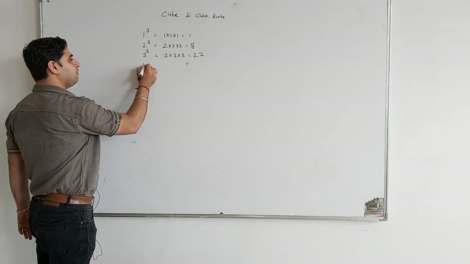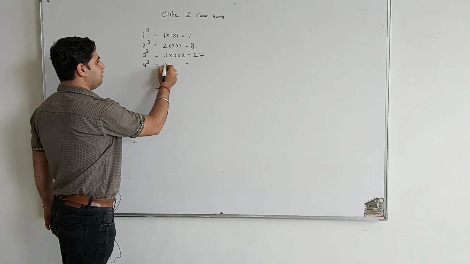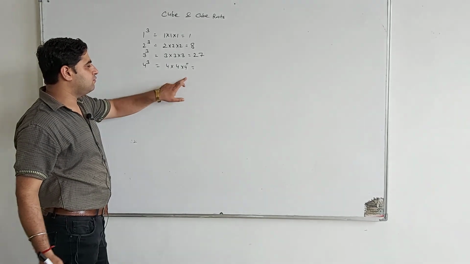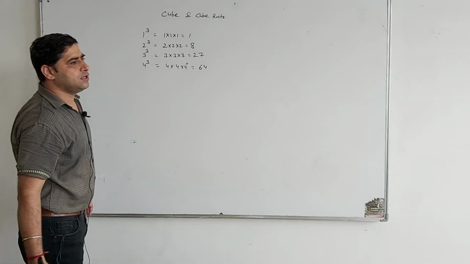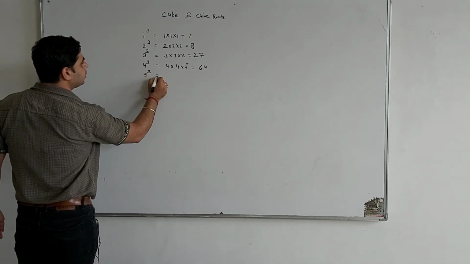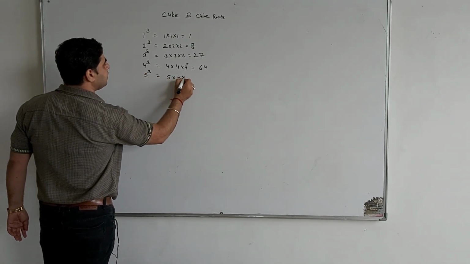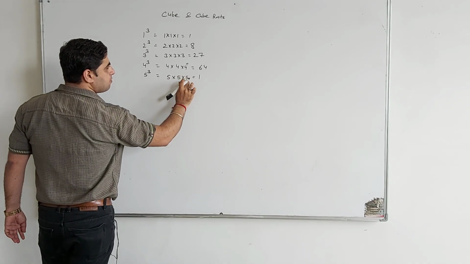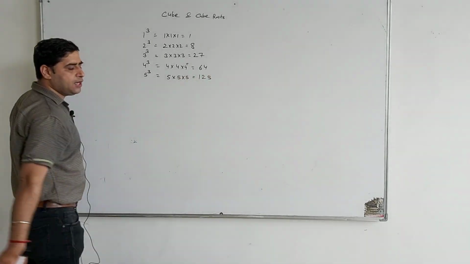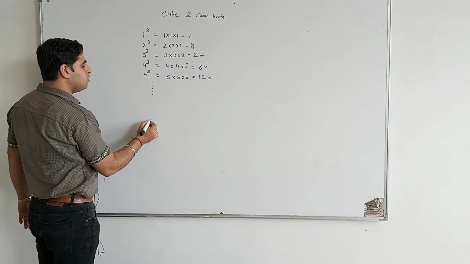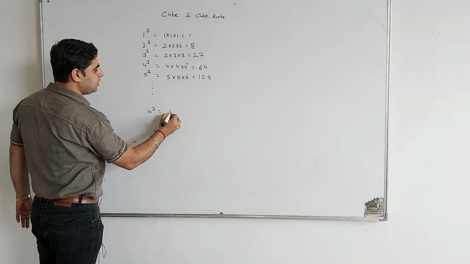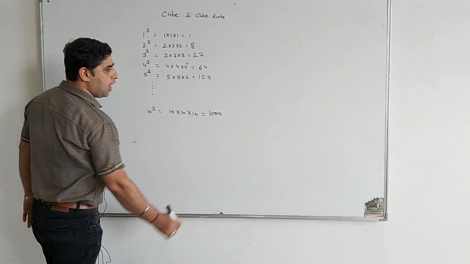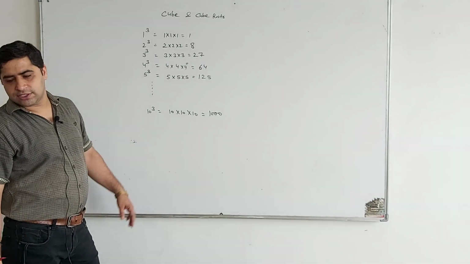Same again, 4 cube. Here 4 multiplication 4 multiplication 4. 4 fours are 16, 16 fours are 64. Same, you have to follow 5 cube: 5 multiplication 5 multiplication 5. 5 times 5 is 25, 25 times 5 is 125. We follow the same pattern for 10 cube. 10 cube means 10 multiplication 10 multiplication 10. 1000 comes out. So this is 10 cube.